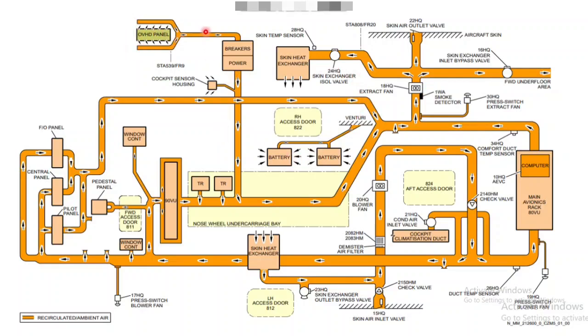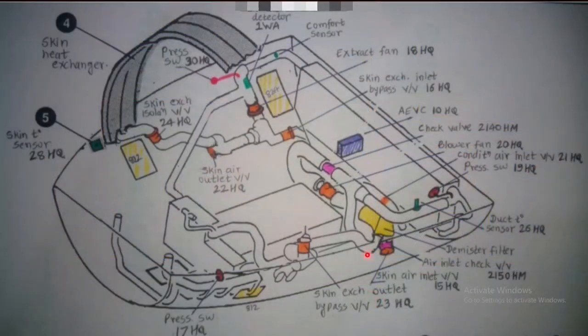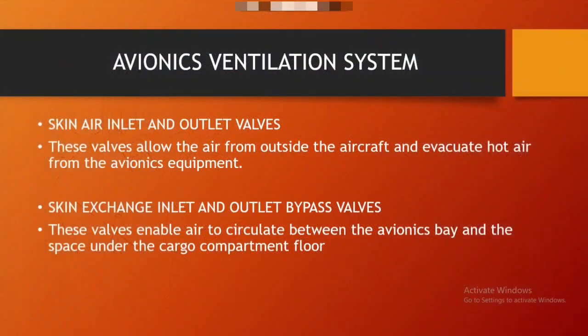Here also you can see the overhead panel, it will take air from the surrounding area and this will cool all the circuit breakers, then again it will go to the exit ports. So this is your avionics equipment. This is just for your knowledge. I got this in my type rating course, what components are there, you can find in the Airbus 320 family location. This is your heat exchanger, this is your smoke detector, and I'll not go through all. Here you'll find a demister filter and air inlet check valve. Okay, so just for your knowledge, you can go through this video.